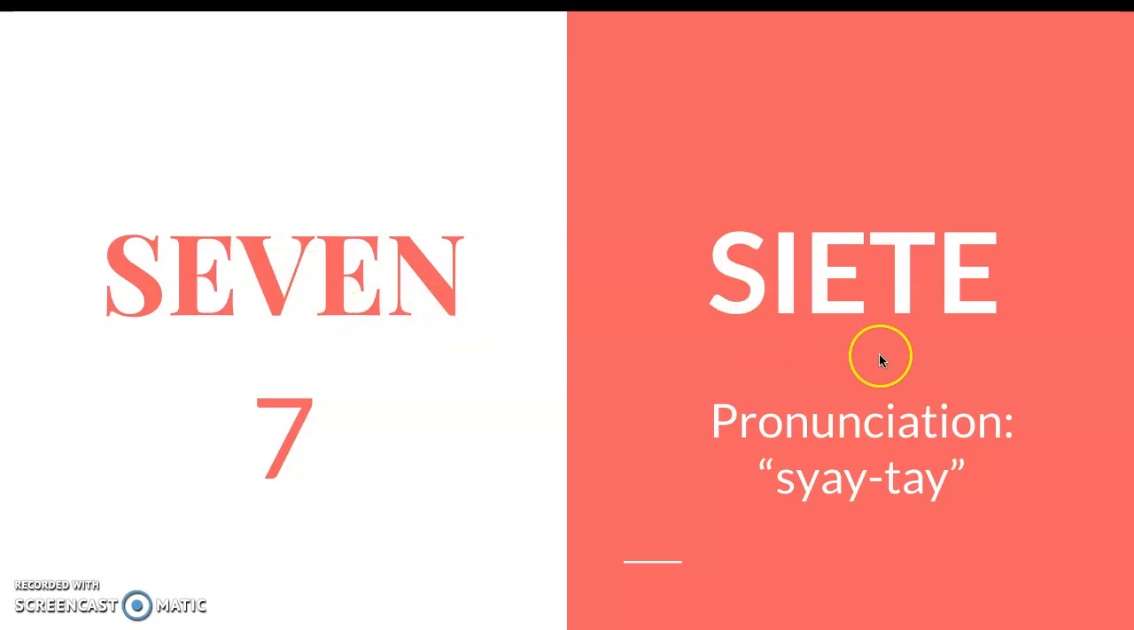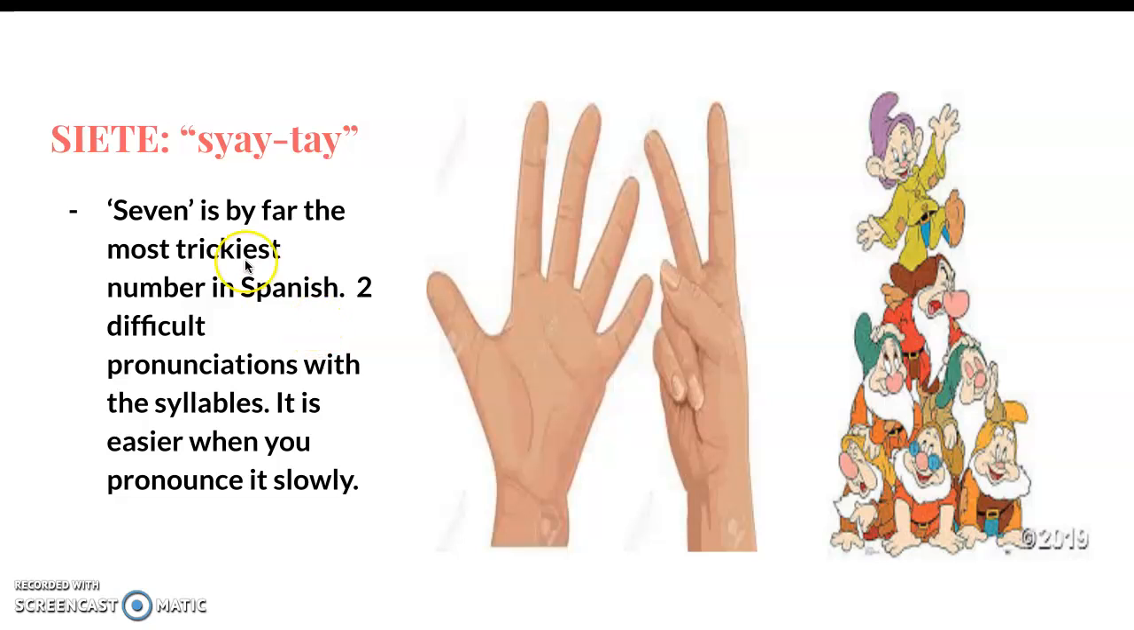Next we got 7, which translates to siete. 7 is probably by far the trickiest number to pronounce in Spanish. Again, it's another word that you have to pronounce the syllables very slowly. So you got the siete. Say it all together really quick, you get siete. In Mexico and in other Latin American countries, the siete enanos are very popular, which translates to the 7 dwarfs.